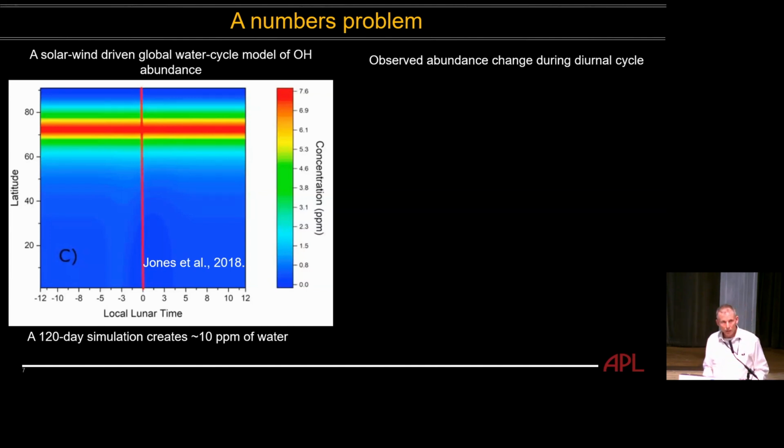So here's a useful model to show an estimate for the kind of magnitude we're talking about in terms of how long it takes to build up a certain amount of abundance of OH. So this is local lunar time, i.e. time of day, on the x-axis. It's latitude on the y-axis, moving from basically the equator up to the poles. And the color scale means blue, not much. Red means a lot of OH formed by solar wind implantation, and then migration in the surface.